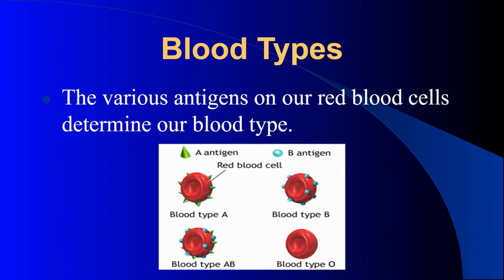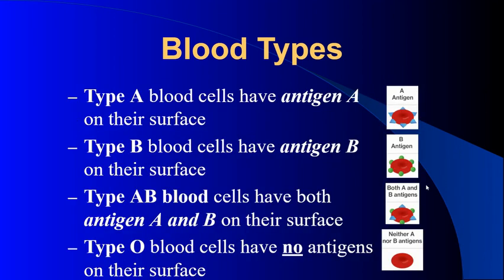So we have antigens on our blood cells. The various antigens that we have on our red blood cells determine our blood type. Type A blood cells have antigen A on their surface, which is why they're the A blood cells. Type B blood cells have the antigen B on their surface. Type AB blood cells have both the antigen A and the antigen B on their surface, where type O blood cells have no antigens on their surface at all.